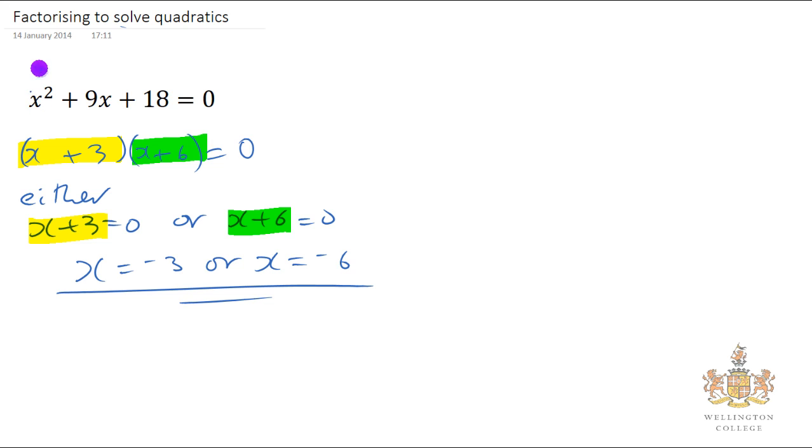So put minus 3 into here, we get 9. Put it into here, we get minus 27. So 9 minus 27 plus 18. Well, 9 plus 18 is 27. Minus 27 is 0. Minus 6. That will give us 36 into here. 9 times minus 6 will give us minus 54. Add 18. 36 add 18 will give us 54. 54 minus 54 is 0. So it works. So this is our final answer.